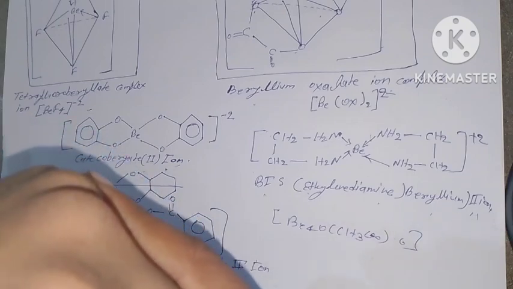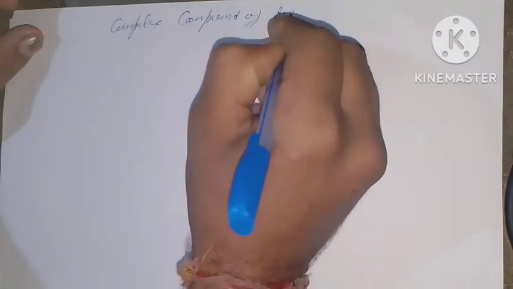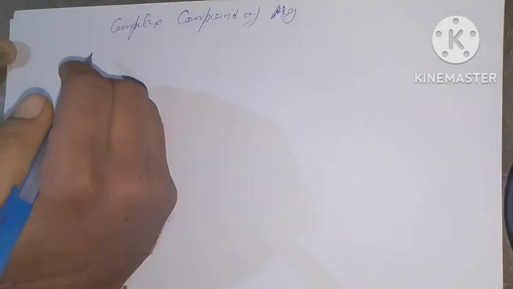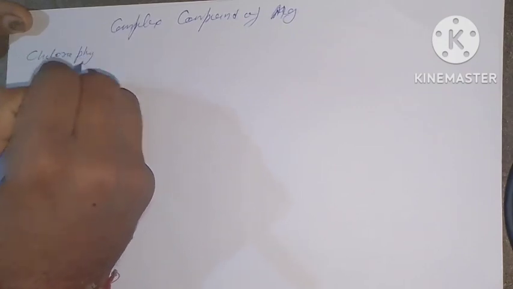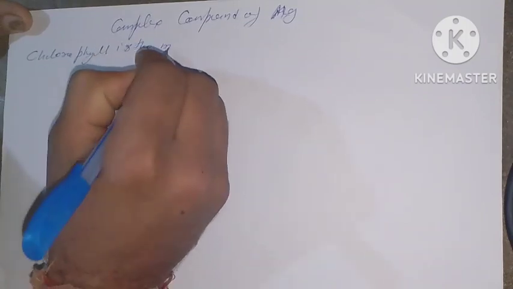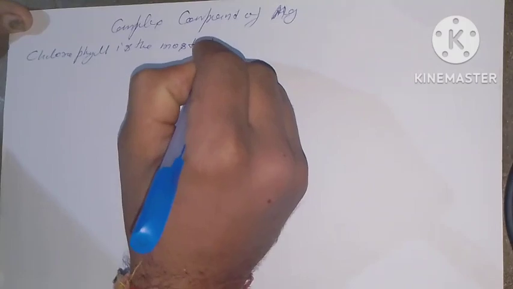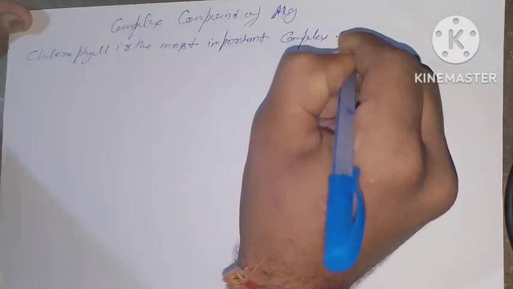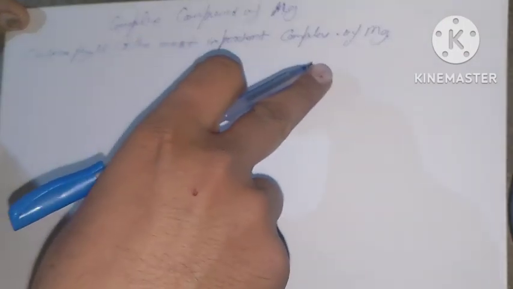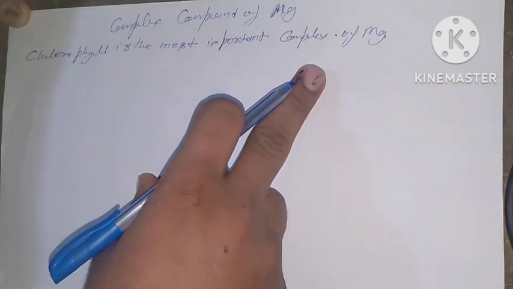Complex compound of magnesium. Chlorophyll is the most important complex compound of magnesium. It is a green plant pigment.